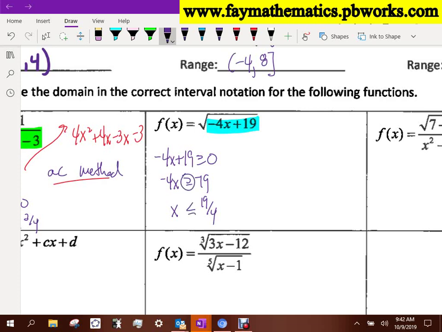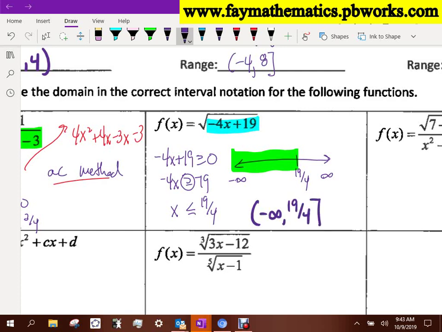Flip it. So now, remember, we assume all real numbers, -infinity up to infinity. And now this is saying you're only going to be allowed to use things from the left of 19/4, things that are less than 19/4. So how do I, in interval notation, identify that? Negative infinity, up to 19/4, and I bracket.